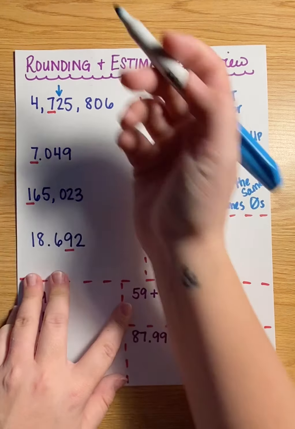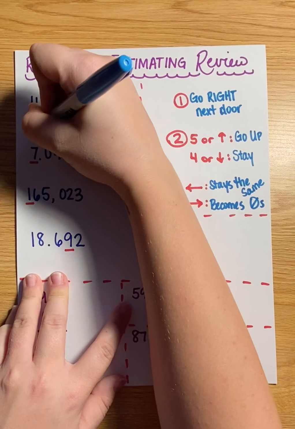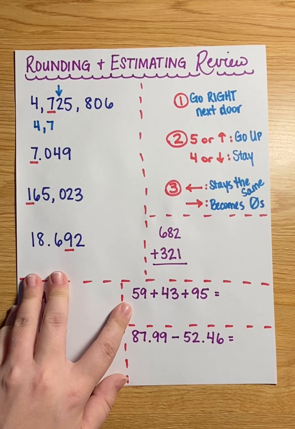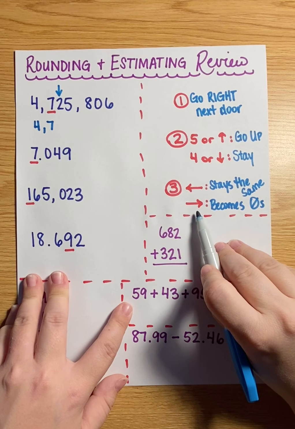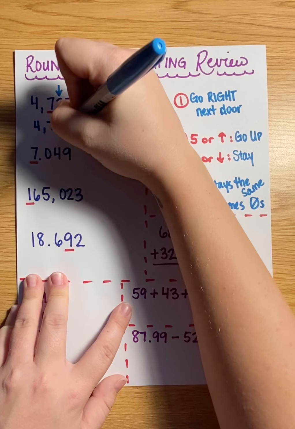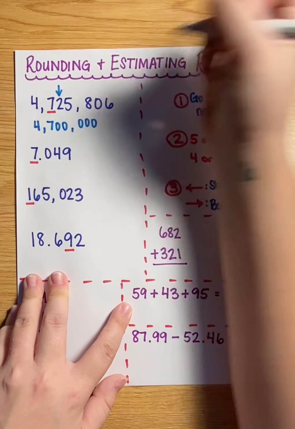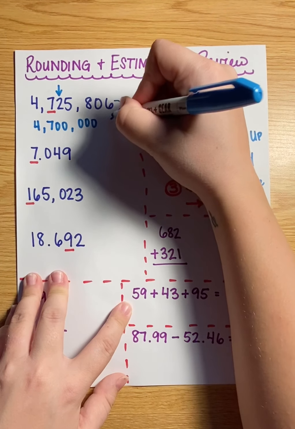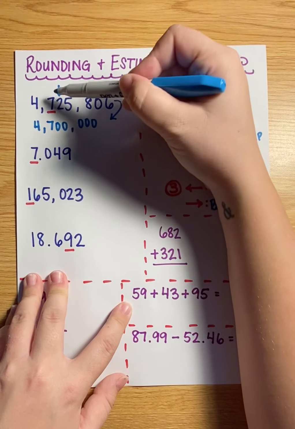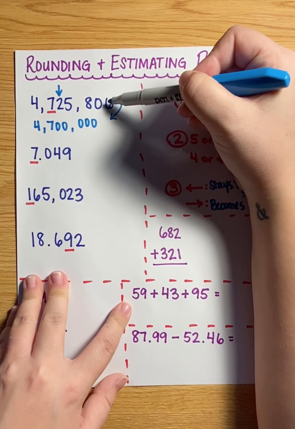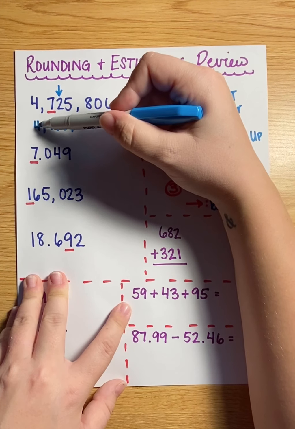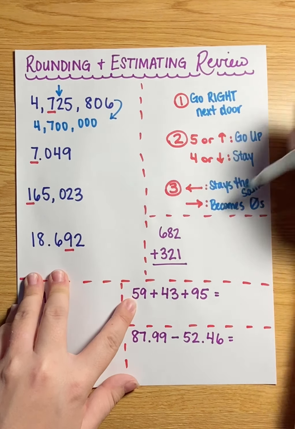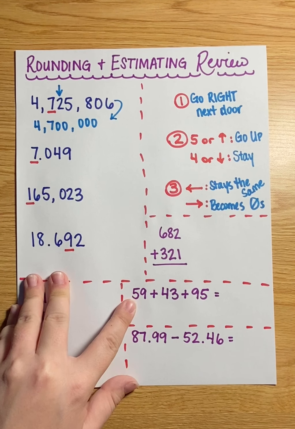So we've decided we're staying the same. That number and everything to the left stays the same. So I'm going to keep my 4 and I'm going to keep my 7 because that's what we decided with our rounding. And now everything to the right becomes zeros. So I fill in all of my places with zeros. So this number, 4,725,806, rounds to 4,700,000.